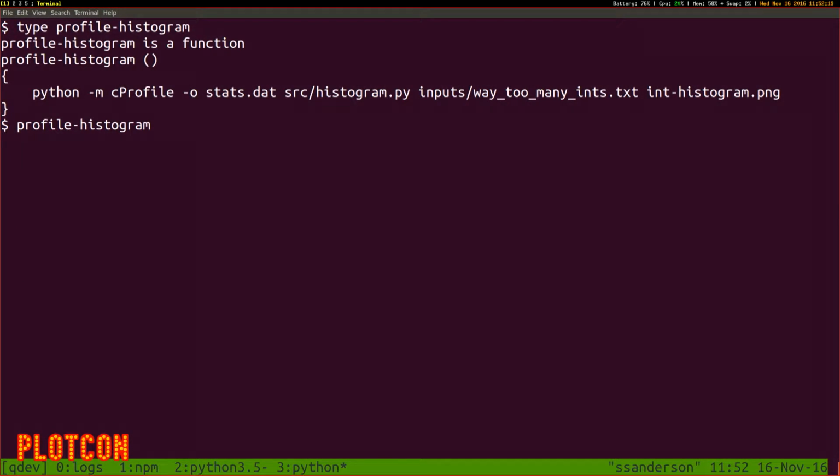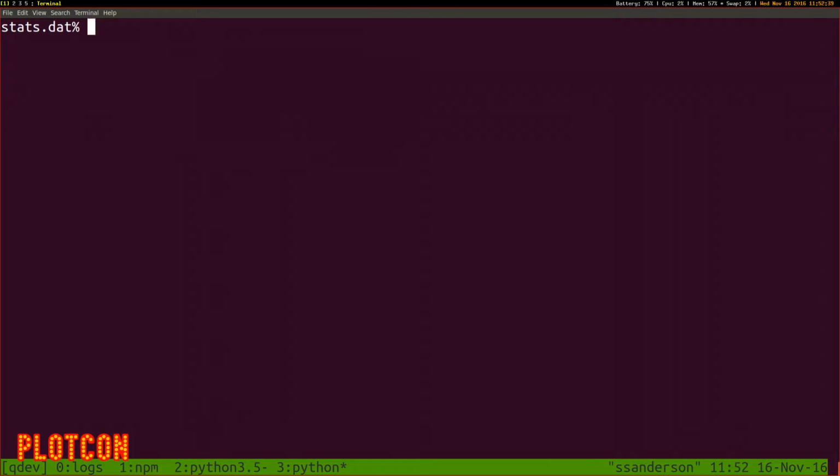And so if I do profile histogram, then again, we're going to run our histogram function, which takes a couple seconds, because otherwise why would we be profiling it? And then in order to look at this, we again need another tool, which is pstats. So we're going to do python -m pstats. And we spat this out to stats.dat. And this drops us in this interactive terminal interface.